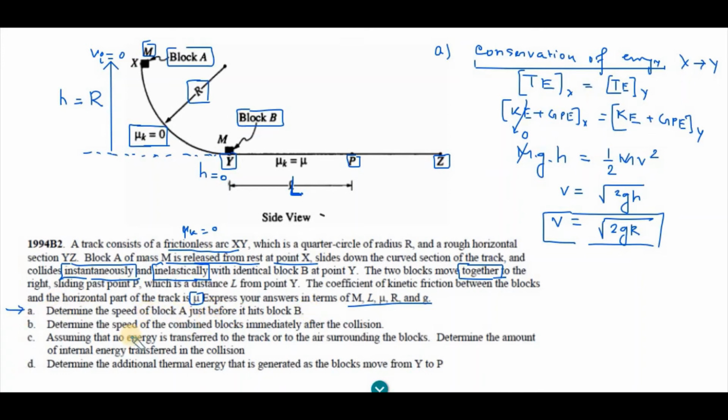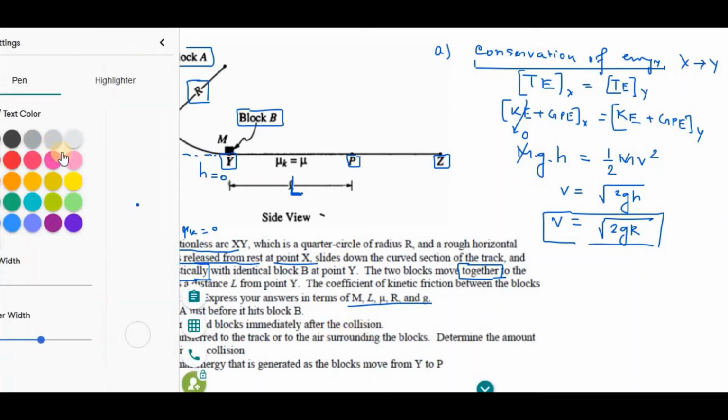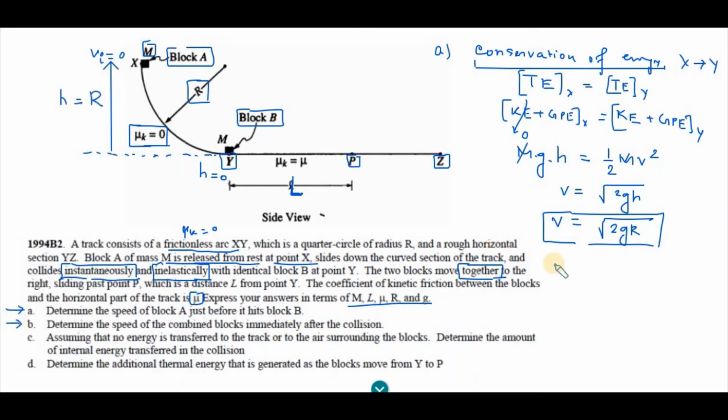Let's move on to the next part. In the next part, they are asking to determine the speed of the combined blocks immediately after the collision. So here we can apply the conservation of momentum. Since it's an inelastic collision, we can still apply the conservation of momentum, which is valid for both elastic and inelastic collisions.